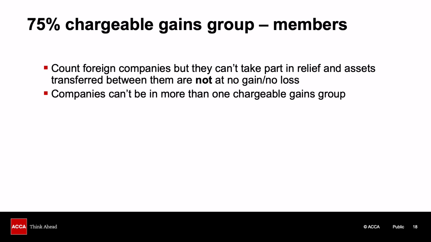Are there any other restrictions than what we've seen so far on who can be a member of a chargeable gains group? We do count foreign companies, but they can't actually take part in the benefits of being in the group. But different to our group relief rules, for chargeable gains group, a company cannot be in more than one chargeable gains group.